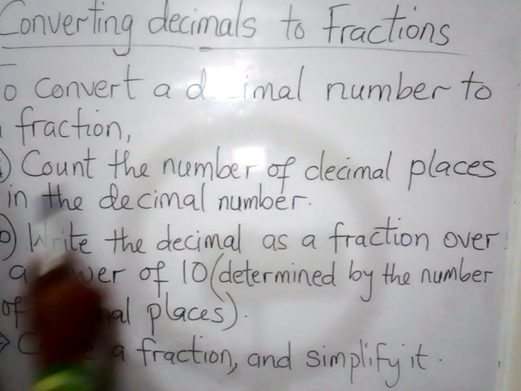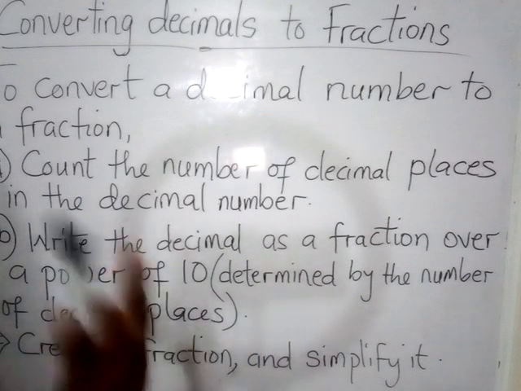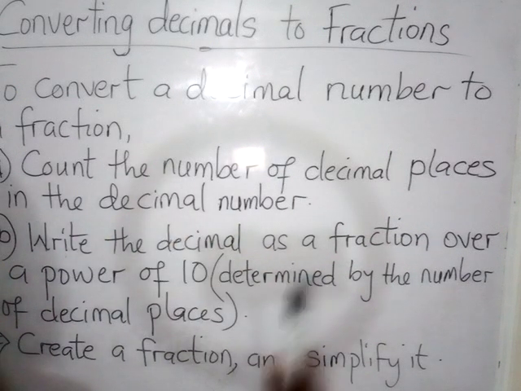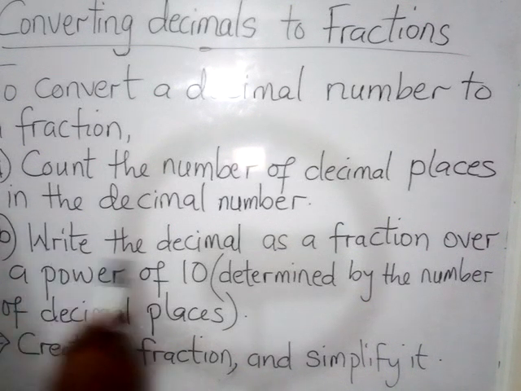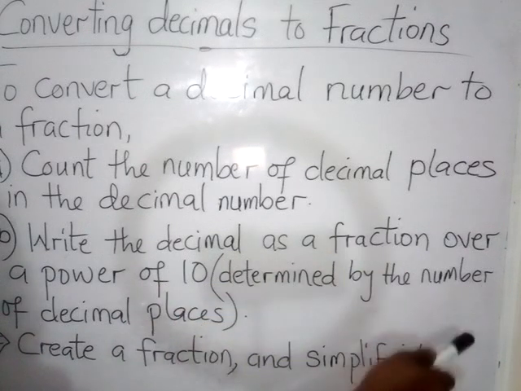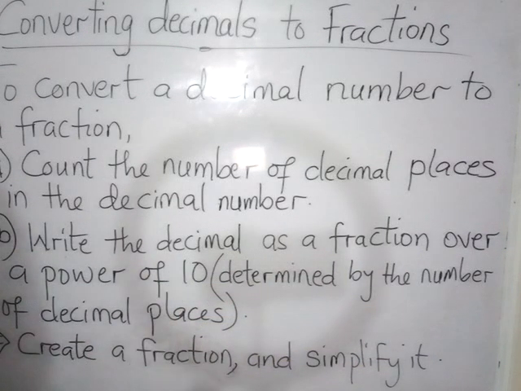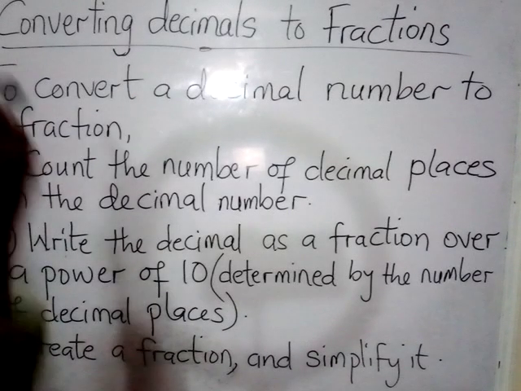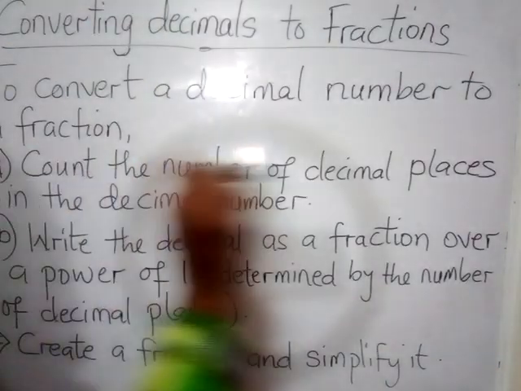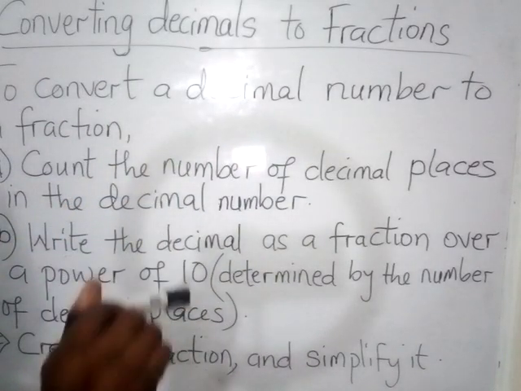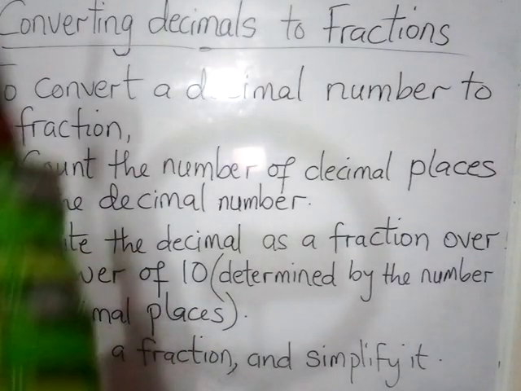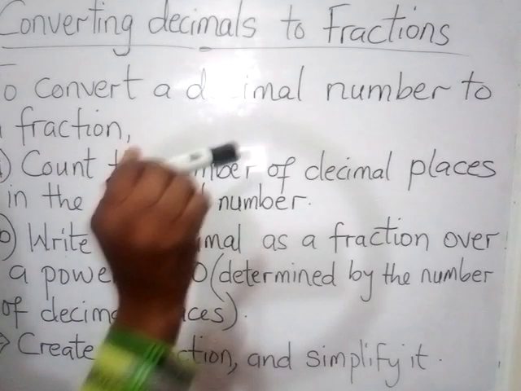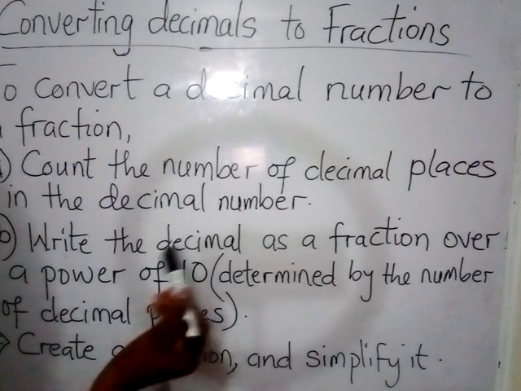Count the number of decimal places in the decimal number. That is, after the point, how many digits or numbers do you have after the point to the right. Now, once that is determined, you are now going to write that decimal as a fraction over a power of 10. What does that mean? Whatever the decimal number is, you will now write it on top. You draw your short horizontal line. You remember how we express a fraction? There's always a number at the top and a number below, separated by a short horizontal line. So this is your decimal number.